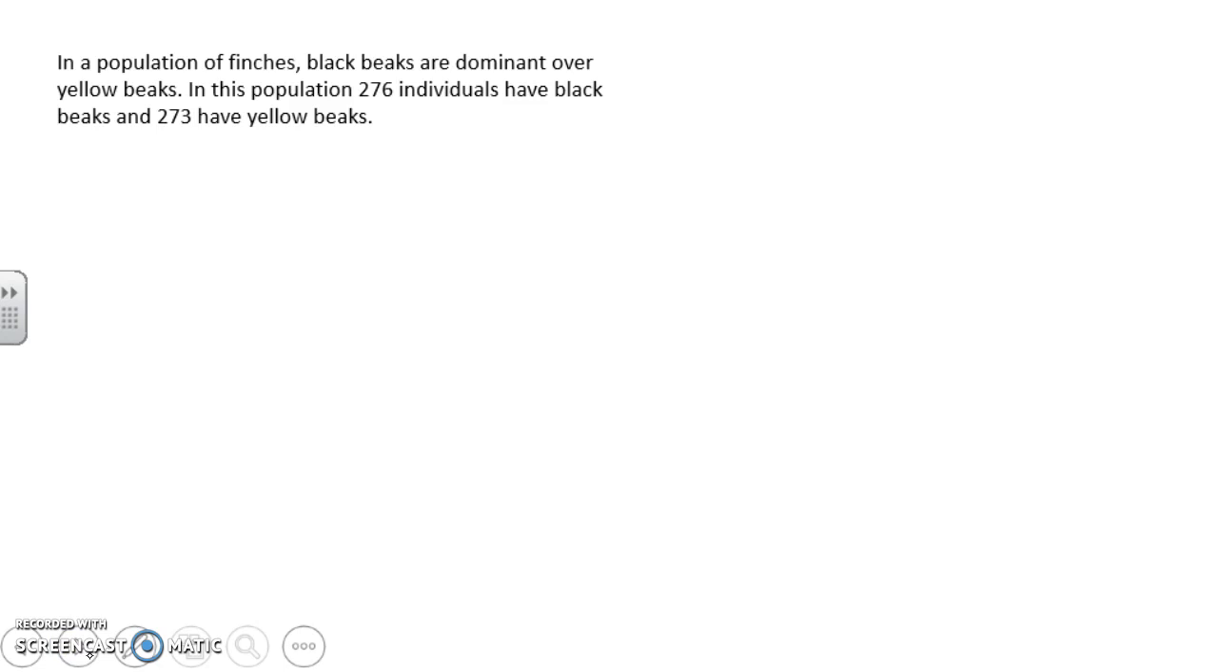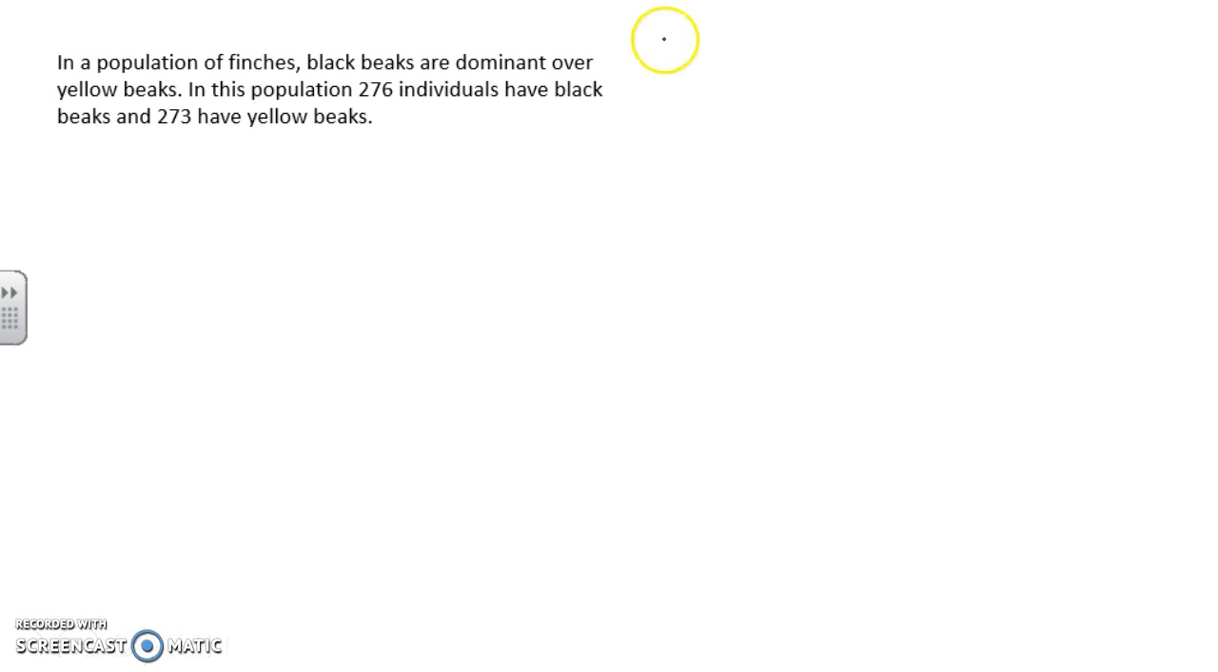This is a little tricky because I'm telling you number of individuals. So first you have to calculate what is the total population, which in this case is 549. Now, I give you the number of individuals that have the black beaks, which is dominant over yellow, and I give you the number of individuals that have the yellow. We don't want to use again the black because the dominant phenotype can be obtained by either using the homozygous dominant or the heterozygous, and that will be confusing.